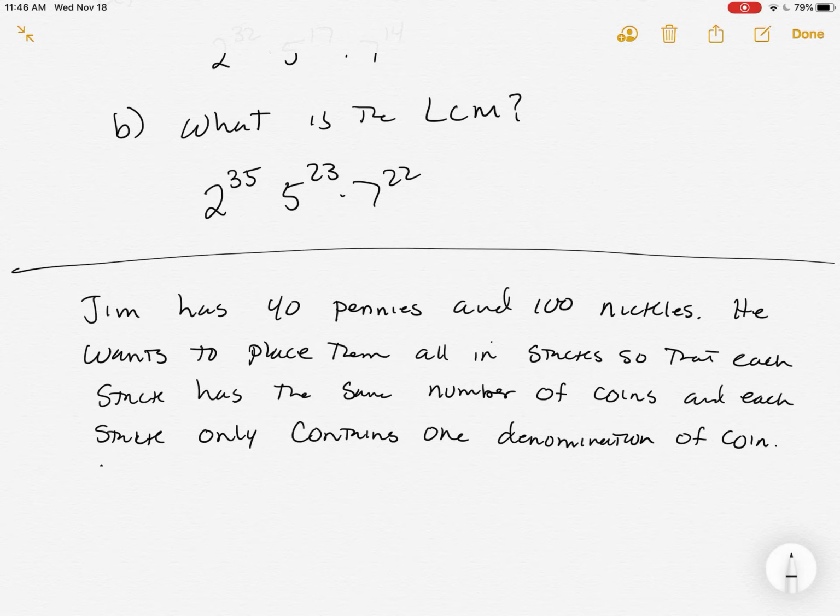What is the greatest number of coins each stack could have?